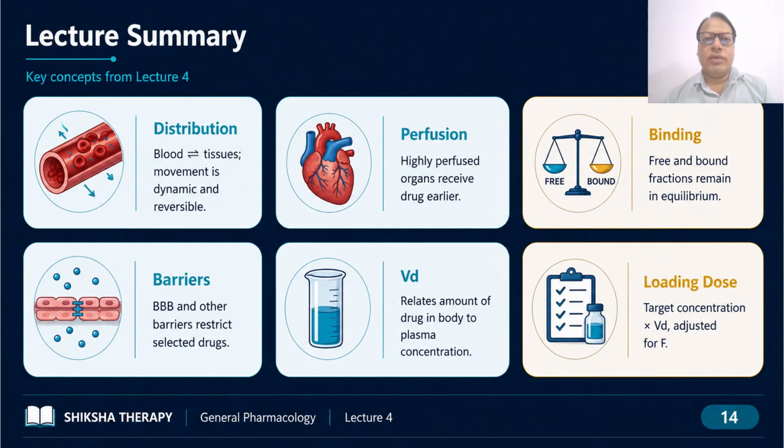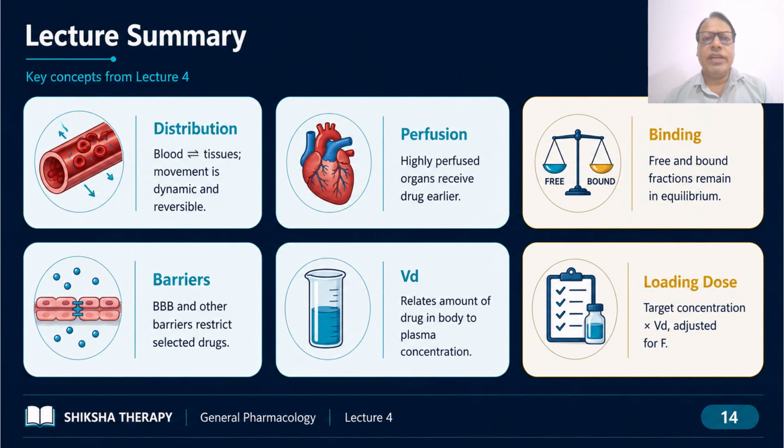So, let's quickly summarize today's lecture. Drug distribution is the dynamic and reversible movement of drug between blood and tissue. Highly perfused organs receive drug more rapidly. Free and protein bound drug fractions remain in dynamic equilibrium, and the free drug is immediately available for distribution and action. Special barriers such as the blood-brain barrier can restrict the distribution of certain drugs. Volume of distribution relates the amount of drug in the body to its plasma concentration.